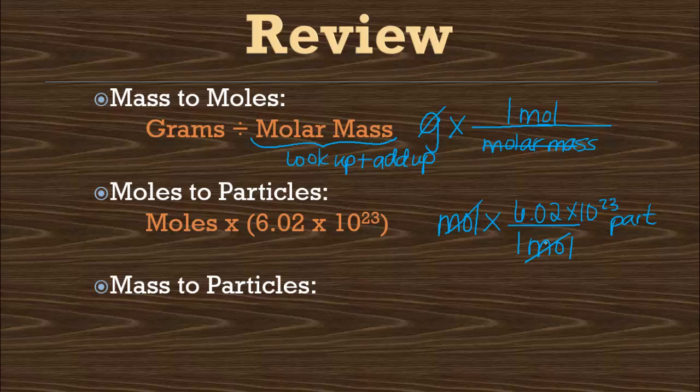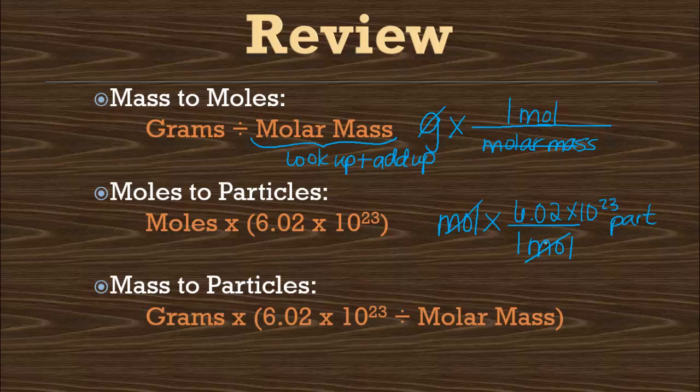So you can see we're taking out this 1 because 1s really don't change anything in our calculations. And then of course if we wanted to go mass to particles, we took our grams, multiplied it by Avogadro's number, divided it by the molar mass. So we had grams times a line. To get rid of grams, we would have the molar mass on the bottom, Avogadro's number on top.